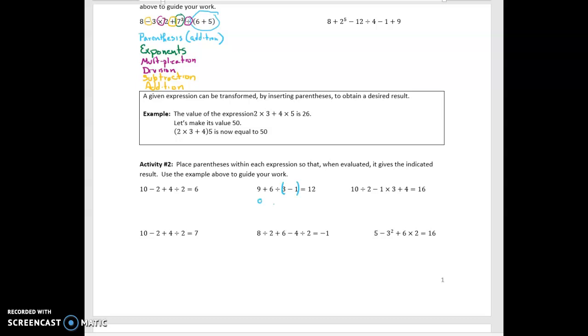And maybe we need to put in parentheses and make the subtraction happen first. So now we have 9 plus 6 divided by 3 minus 1 is 2. Now we're going to do the division. So 9 plus 3 is 12, and 12 equals 12.